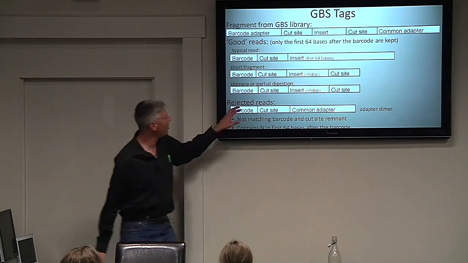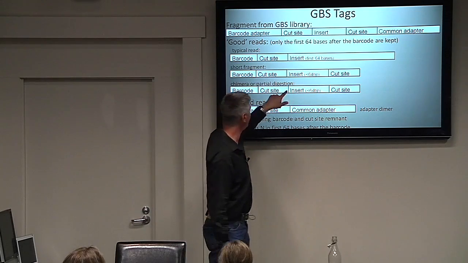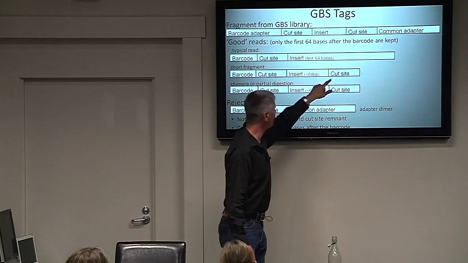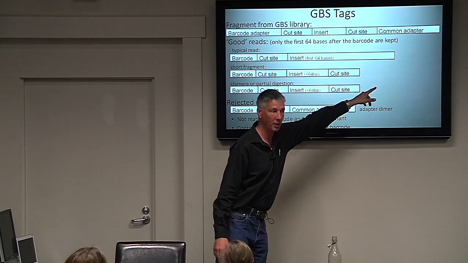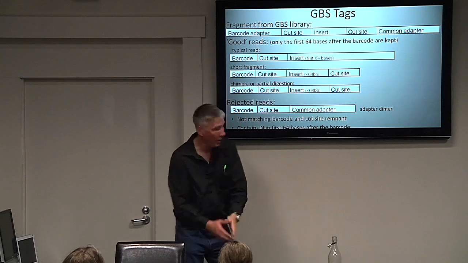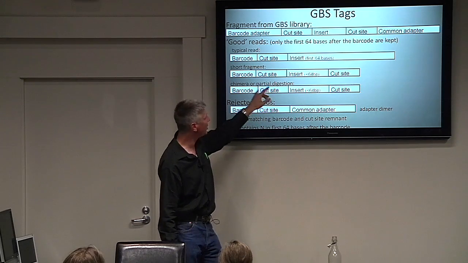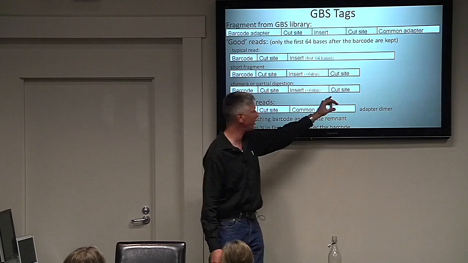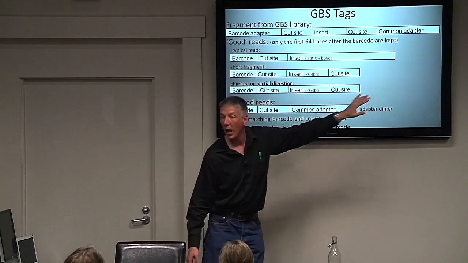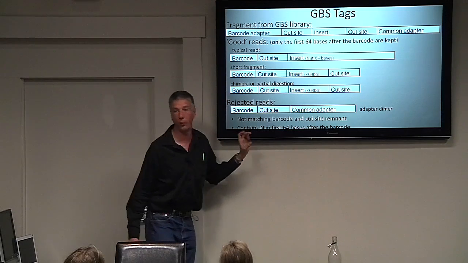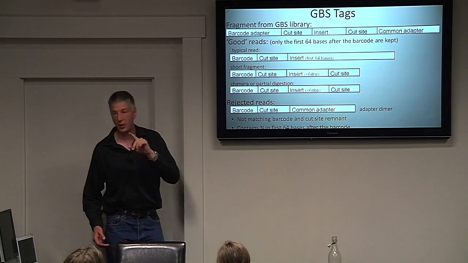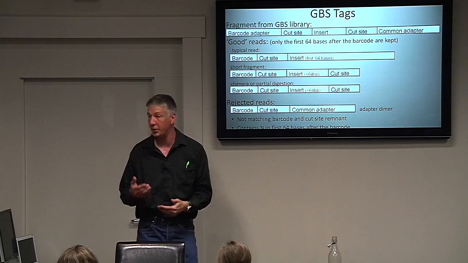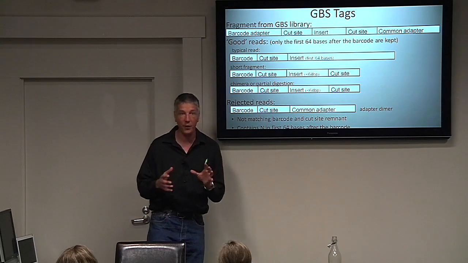Okay. What we should see here is a cut site and then the common adapter. Okay, that would mean it was a short one. When we're talking about a partial digestion or a chimera, you'd see the barcode, the cut site, and in a shorter insert, a cut site, another bit of insert. And this is a really, really important point that affects not just the bioinformatics, but it's generated from the molecular biology. And that's why I want you guys to get a feel for both of these bits.